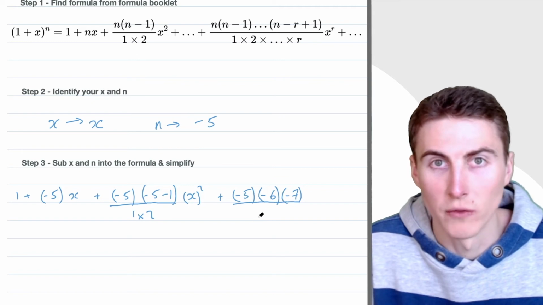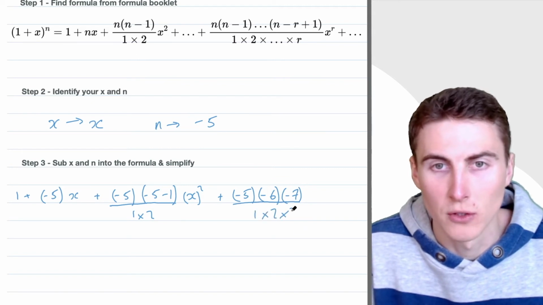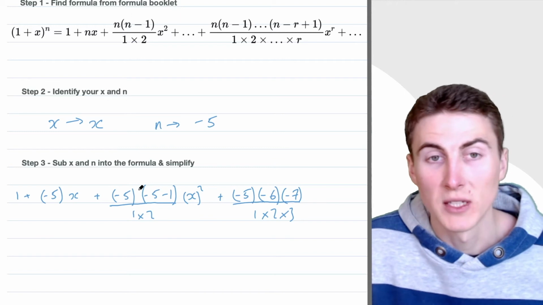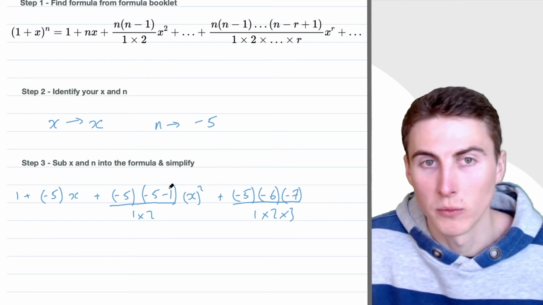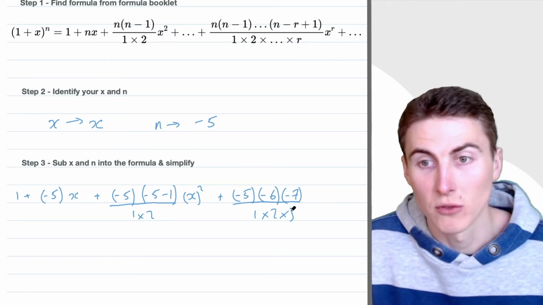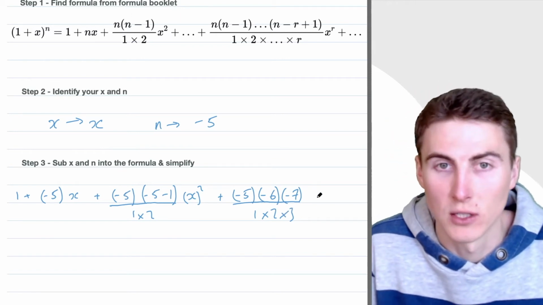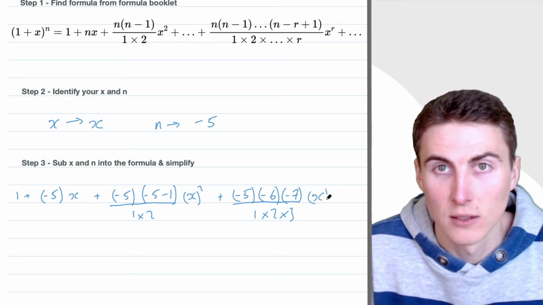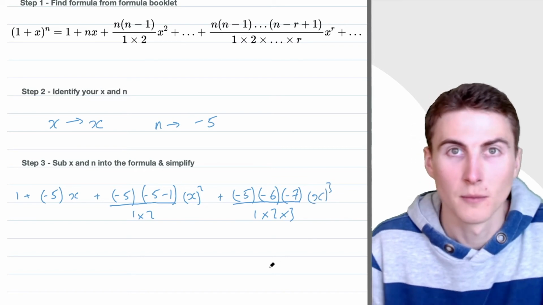And that's all going to be over 1 times 2 times 3. So basically you just keep on taking away 1 from your n, and that's what you have on the top. And on the bottom, you do 1 times 2 times 3, and then the next time you'll also put times 4, and so on. And then we're going to have the x to the power of 3.